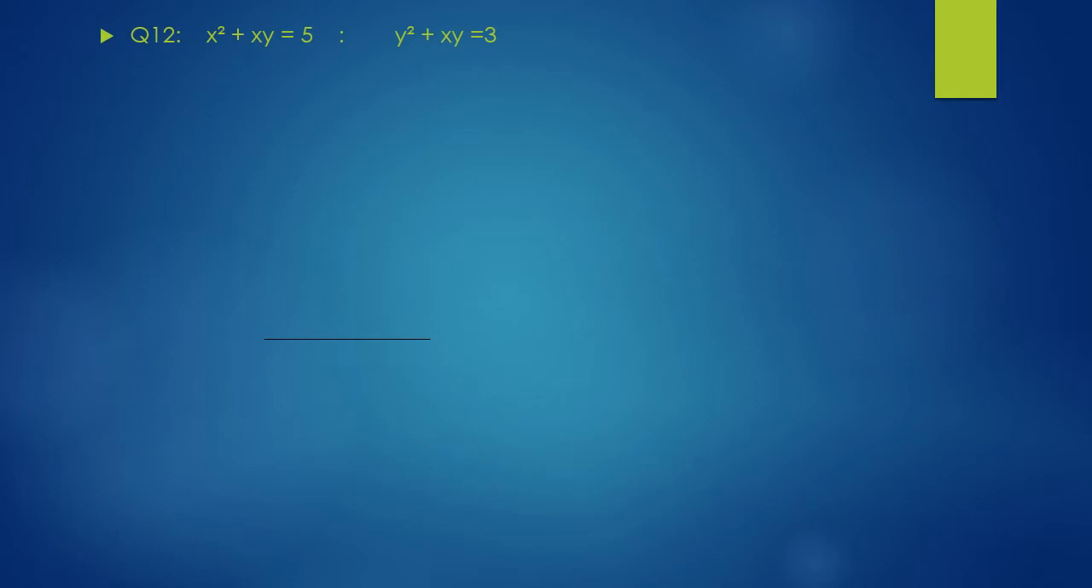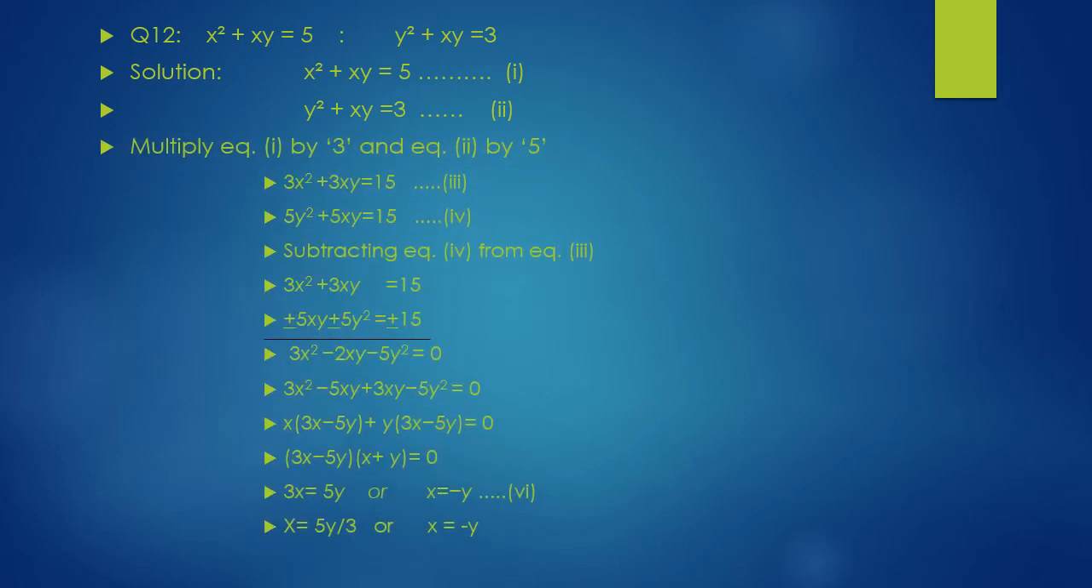So student, question number 12 is x square plus xy is equal to 5, y square plus xy is equal to 3. So another type of simultaneous equation. In solution, x square plus xy is equal to 5, which is equation number 1. Y square plus xy is equal to 3, which is equation number 2. Multiply equation number 1 by 3 and equation 2 by 5. You clearly see that xy and xy are both involved in two equations.